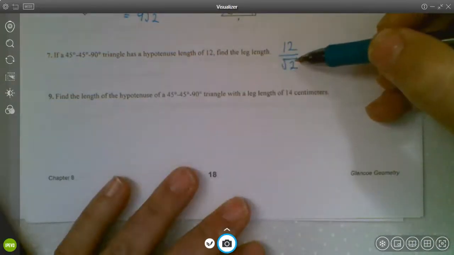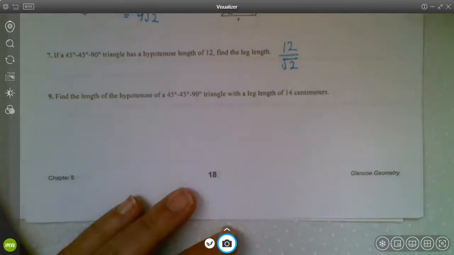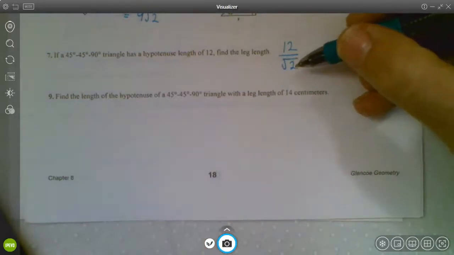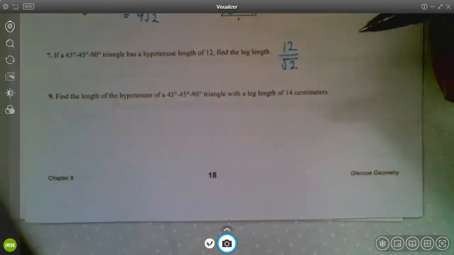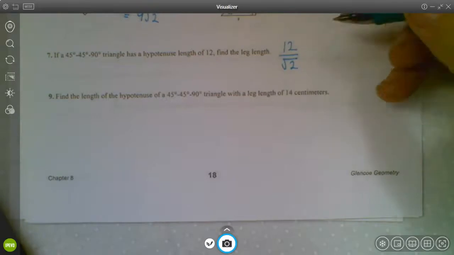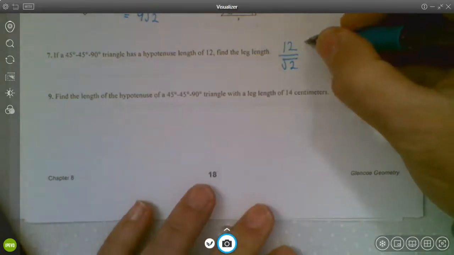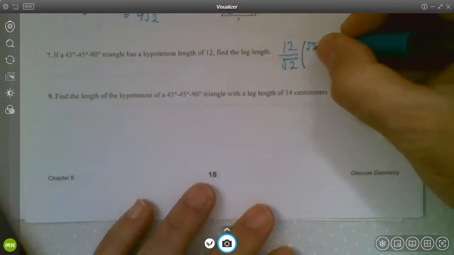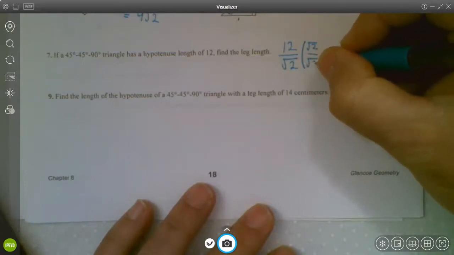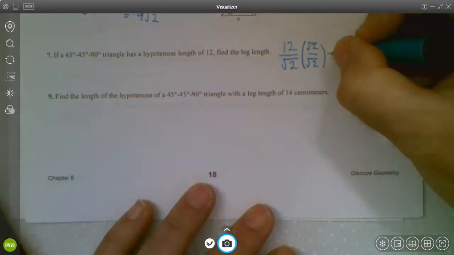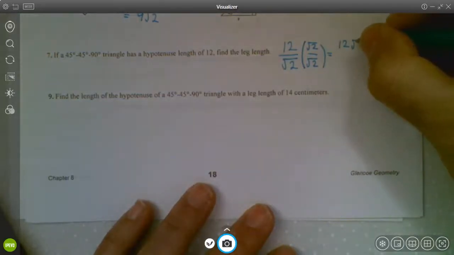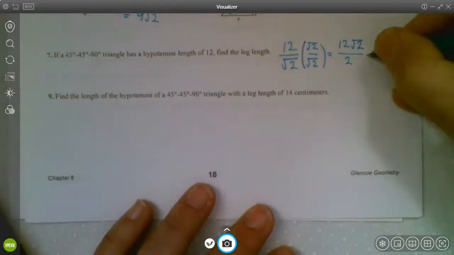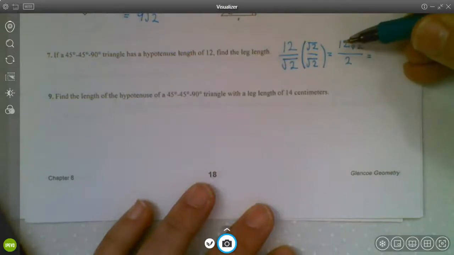This is the leg, but what we are running into is I'm not supposed to leave it like this. There's a rule that says you're not supposed to leave a radical on the bottom of a fraction. So we take these 2 extra steps to simplify it, to rewrite it. If I multiply by root 2 over root 2, on top I would now have 12 root 2. On bottom I would just have 2. And then if I can reduce, I want to reduce.